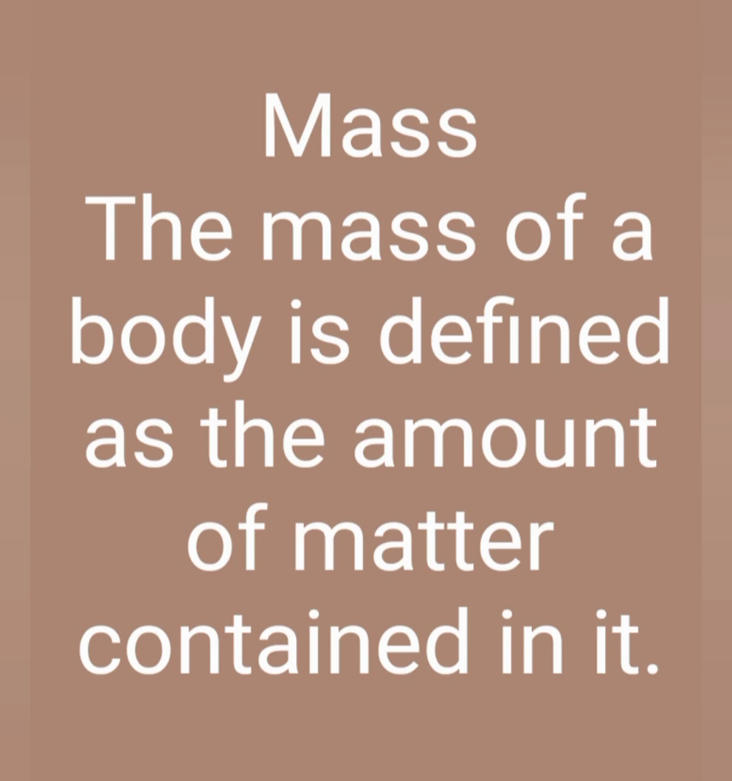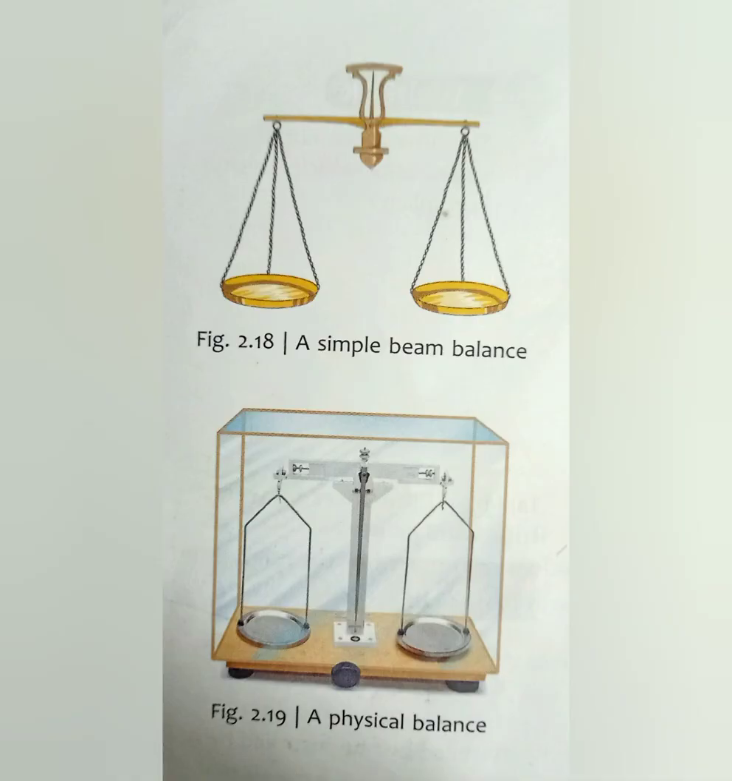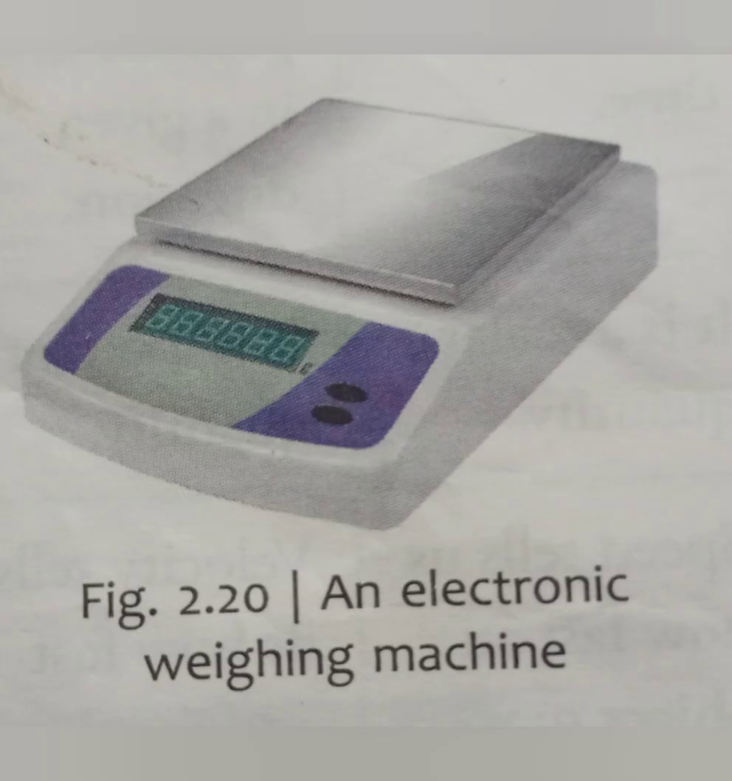Now, measurement of mass. The simplest instrument used for measuring mass is the beam balance. The physical balance is mainly used for scientific purposes and by jewelers for measurements where high accuracy is needed. Nowadays, the electronic weighing machine is also used for measurement of mass.